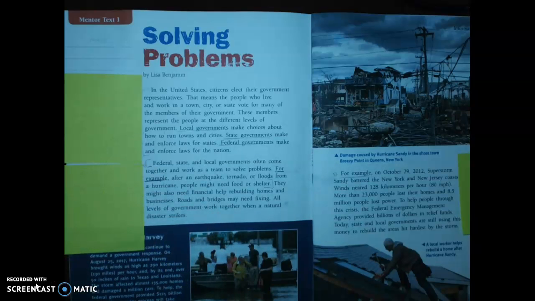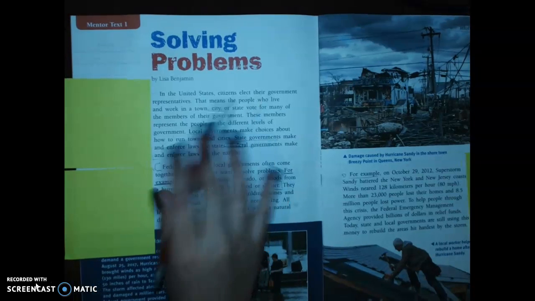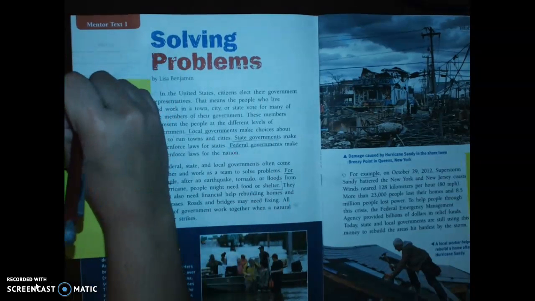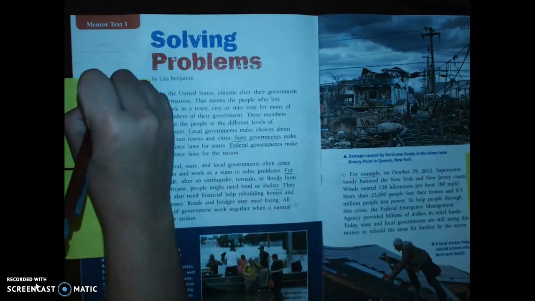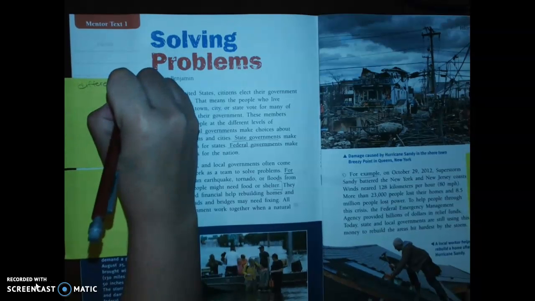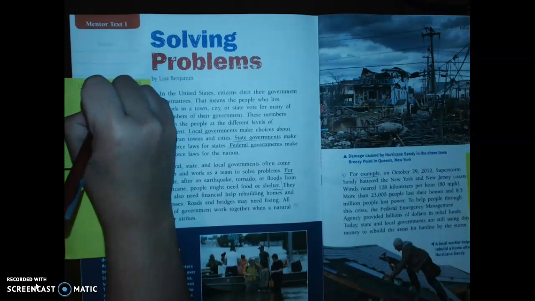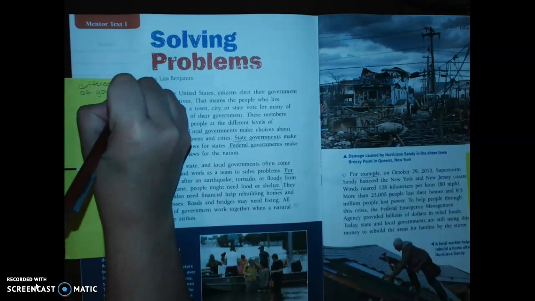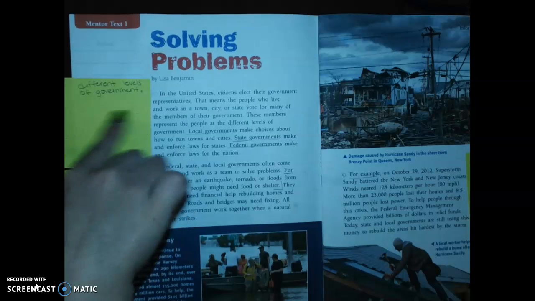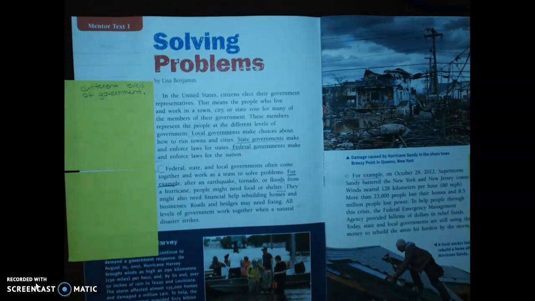So here they mention different levels of government. So that's what I'm looking for. That's what I'm going to write. So they talk about different levels of government. This is also the same pattern that we've been talking about throughout the week. So these notes are going to help me write my summary for that paragraph.